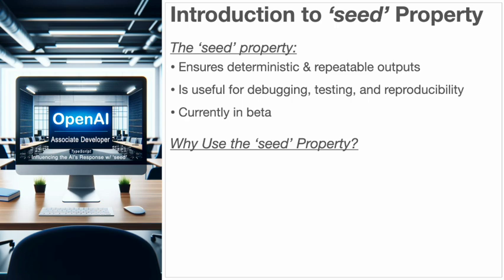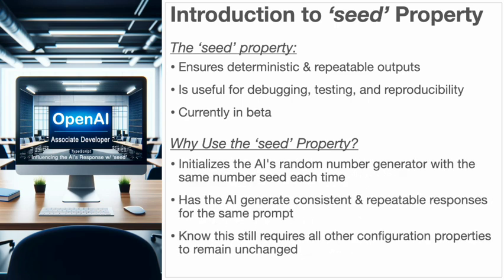The seed property allows you to specify a particular integer value that the AI uses to initialize its random number generator. By setting the same seed value, you can ensure that the AI generates the same response to the same prompt every time. It's important to note here, while the prompt and seed may remain the same, all other configuration properties must also remain unchanged.